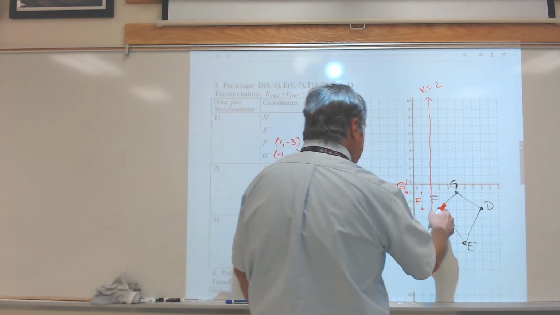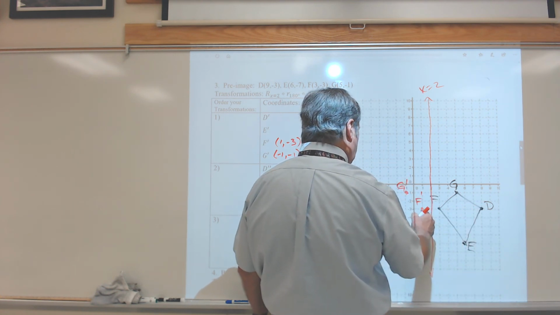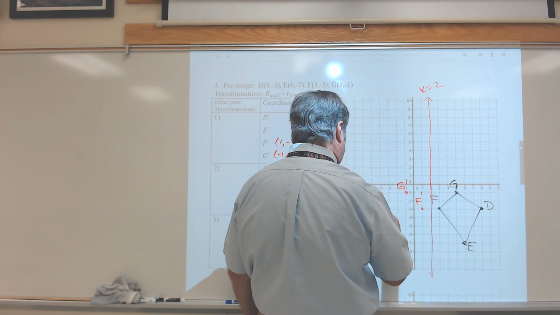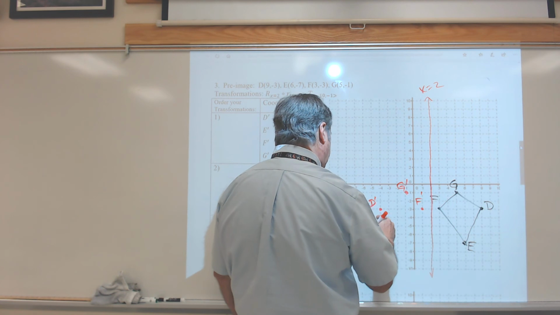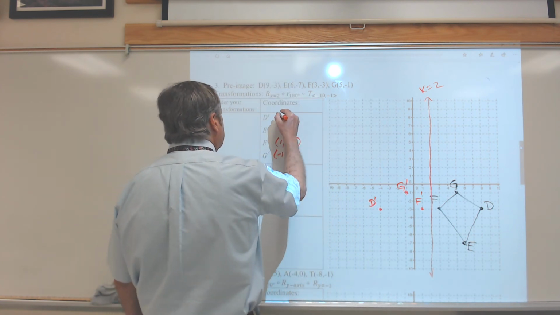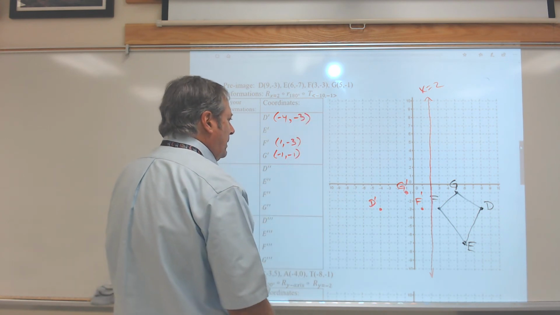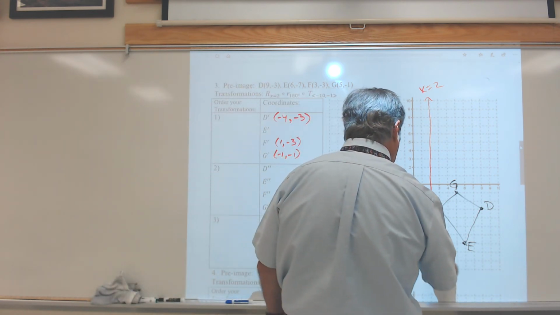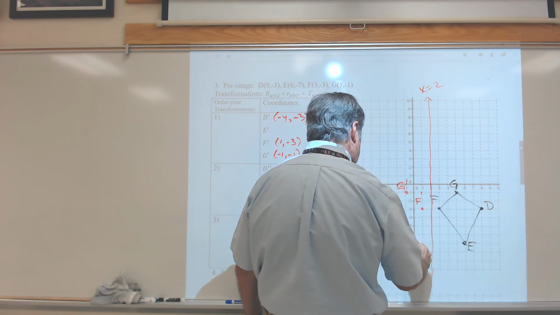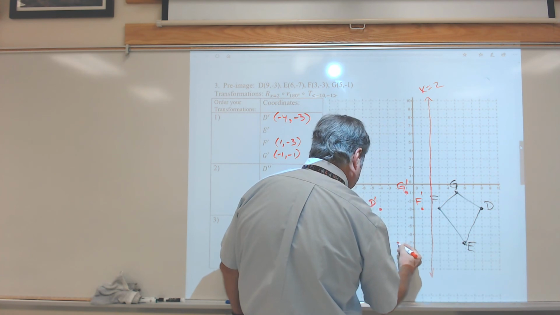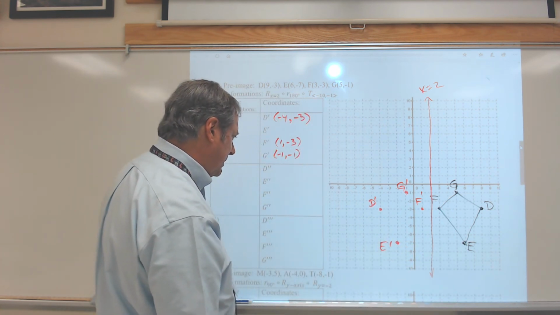All right, D is 1, 2, 3, 4, 5, 6 to the right. So 1, 2, 3, 4, 5, 6 to the left will be D prime. And that's the ordered pair negative 4, negative 3. And then E is 1, 2, 3, 4 to the right, so E prime will be 1, 2, 3, 4 to the left. And what do we got there? That looks to me like negative 2, negative 7.